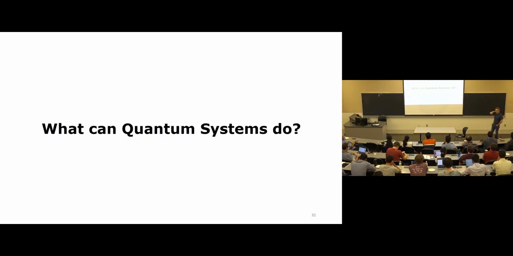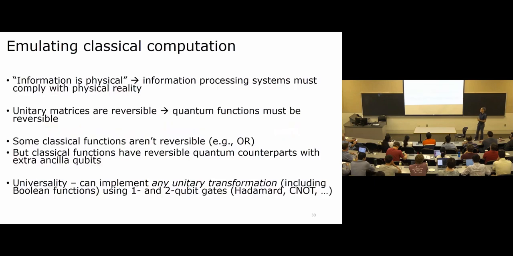Okay, so again, we understand the postulates, we understand two qubits. Let's see what we can do. So recall that information is physical. Information processing systems need to be implemented in physical reality. And unitary matrices are reversible. So quantum functions need to be reversible, else they don't make sense. But some classical functions are not reversible.